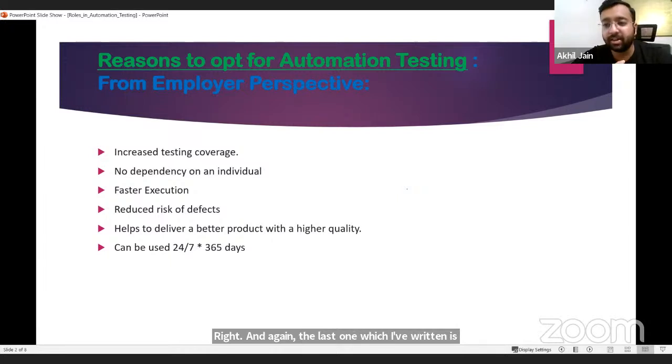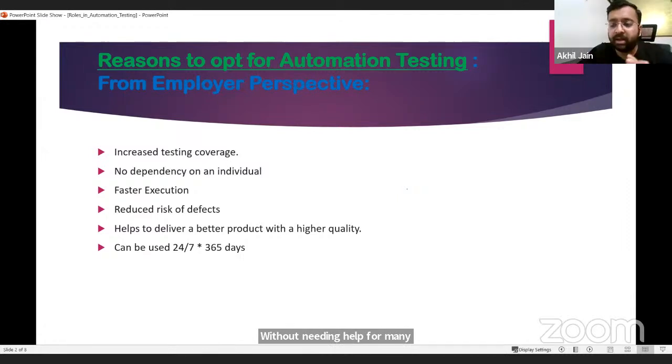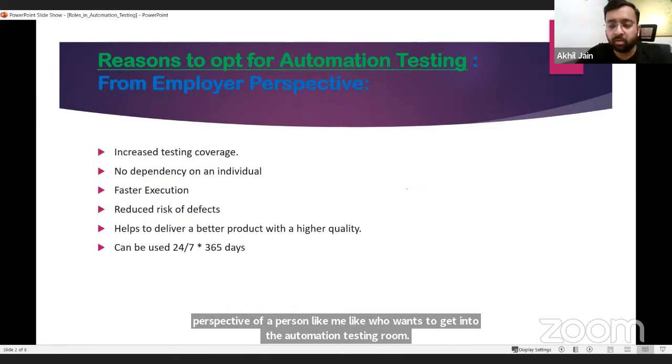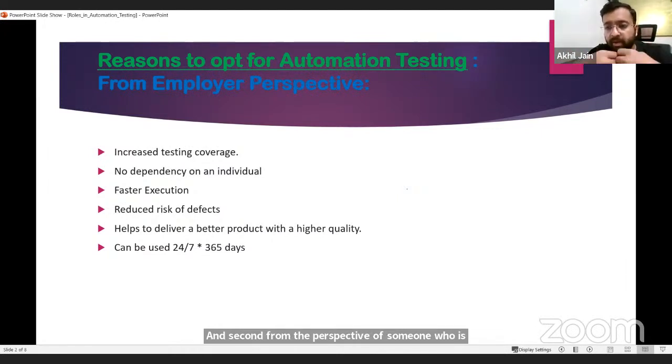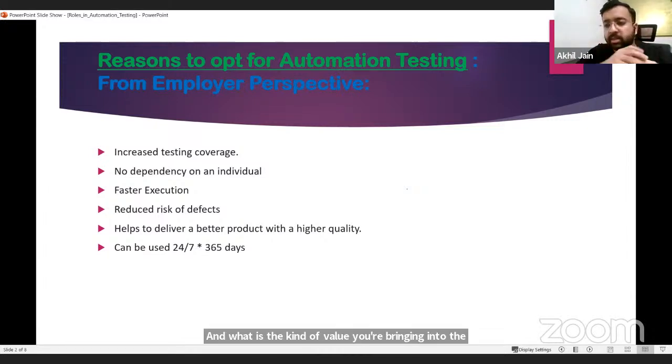There are no holidays or anything, right? You can just schedule things, automation runs, and it can just seamlessly run without needing help from anyone else. So try to understand, first of all, from the perspective of a person like me who wants to get into the automation testing role, and second, from the perspective of someone who is offering you that role, why are they offering you that role, and what is the kind of value you're bringing into the project. And remember these points, as this will help you understand why your role is so important in the project, right?